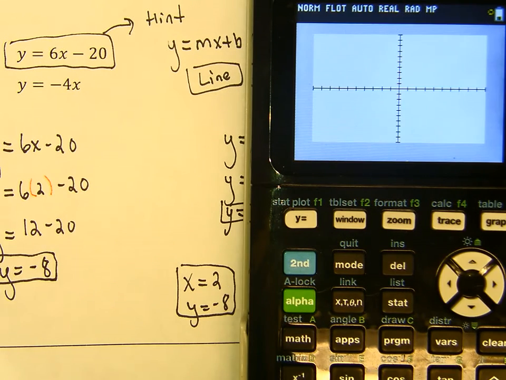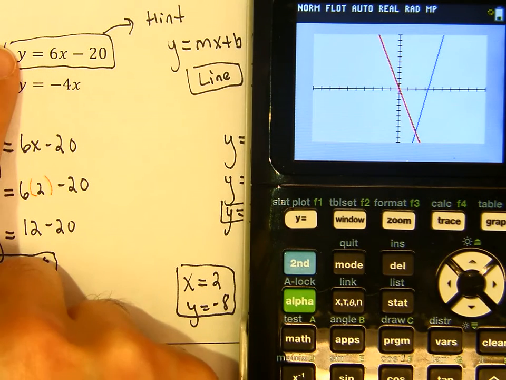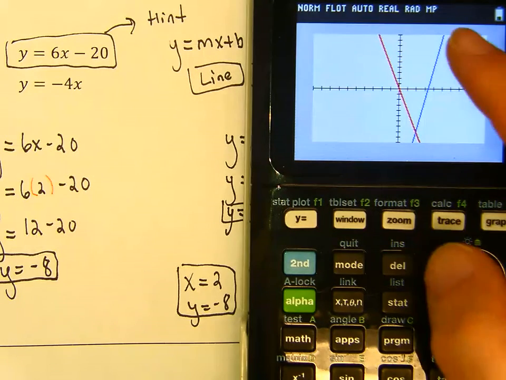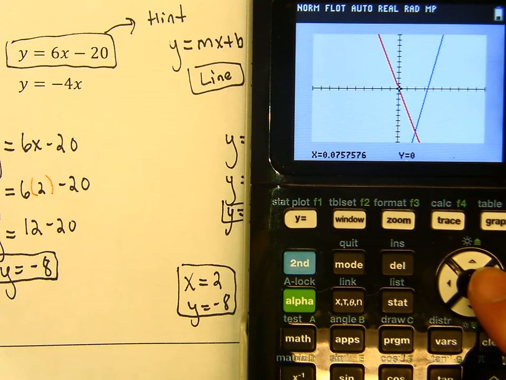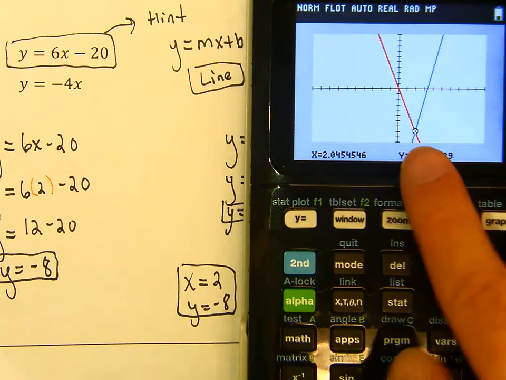If I hit graph, notice that this is the blue line, which is the top equation, and then we have the red line, which is the bottom equation. Notice that this line and this line look like they intersect. Where is that point of intersection? Right now it's not specific.